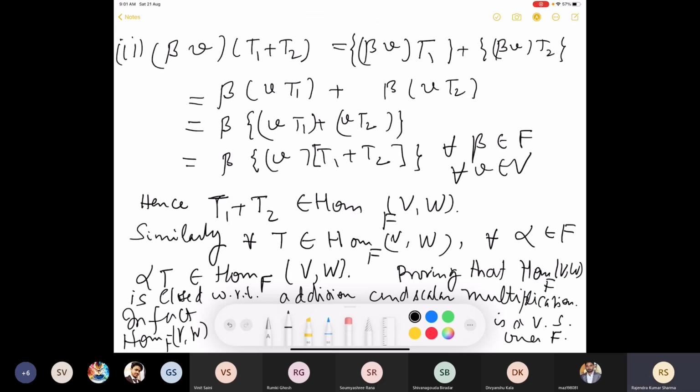We shall in the next lecture try to see what the dimension of this new vector space could be, which is obtained from the homomorphisms of V into W in case both V and W are finite dimensional vector spaces, and we shall prove that the dimension of Hom(V, W) over F is the product of the dimensions of V and W over F.